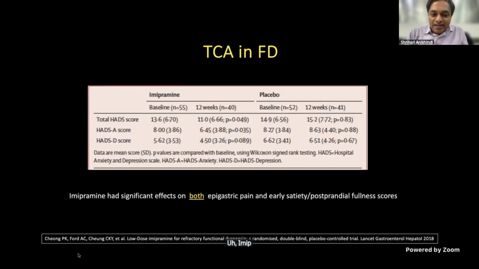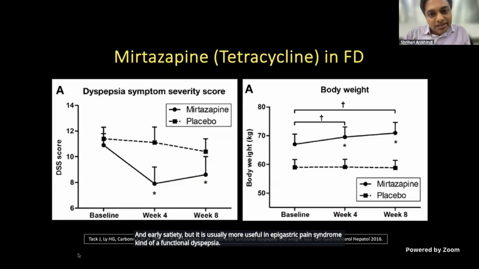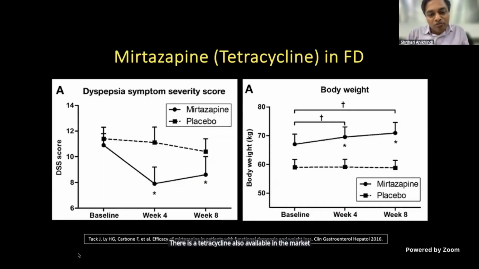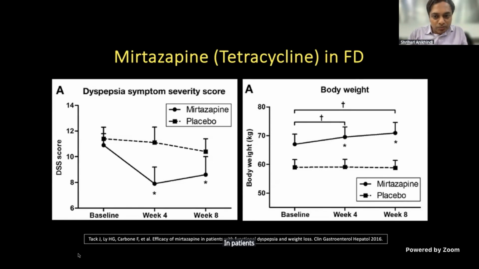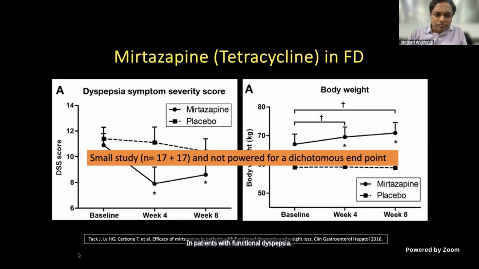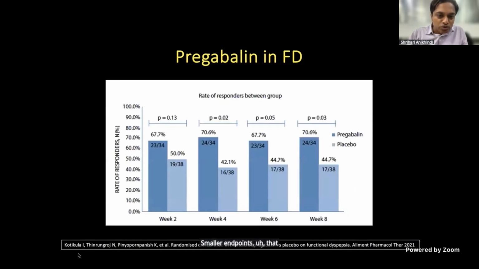Imipramine has shown a benefit in both the epigastric pain and early satiety, but it is usually more useful in epigastric pain syndrome, a kind of functional dyspepsia. There is a tetracyclic also available in the market by the name of mirtazapine, and it has also shown benefit in patients with functional dyspepsia. But the problem with mirtazapine was there are not very well-powered studies to prove its benefit. Smaller studies with smaller endpoints have been used.